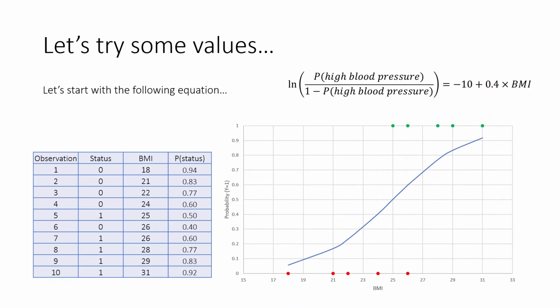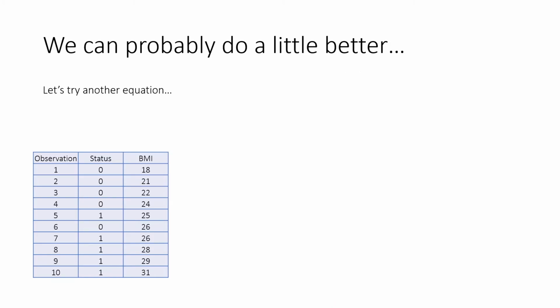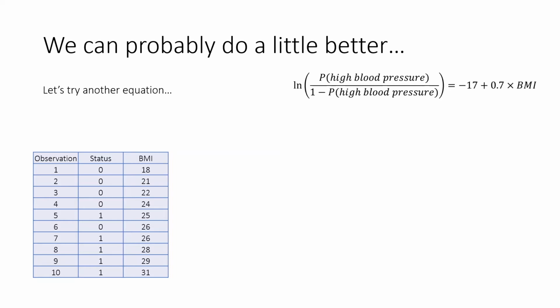And when we plot that in a logistic curve, we can see it looks somewhat like that S-curve we saw earlier, but it doesn't fit the data as tightly. So we can probably do a little better than that. So let's try another equation. For instance, minus 17 plus 0.7 times BMI.